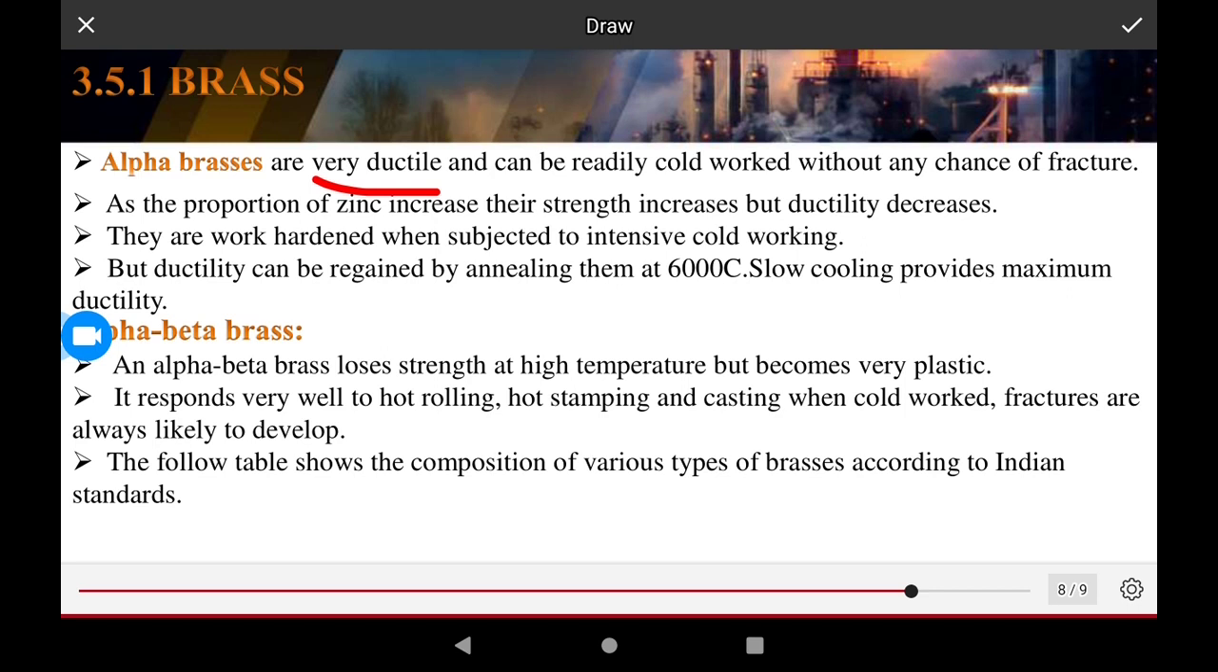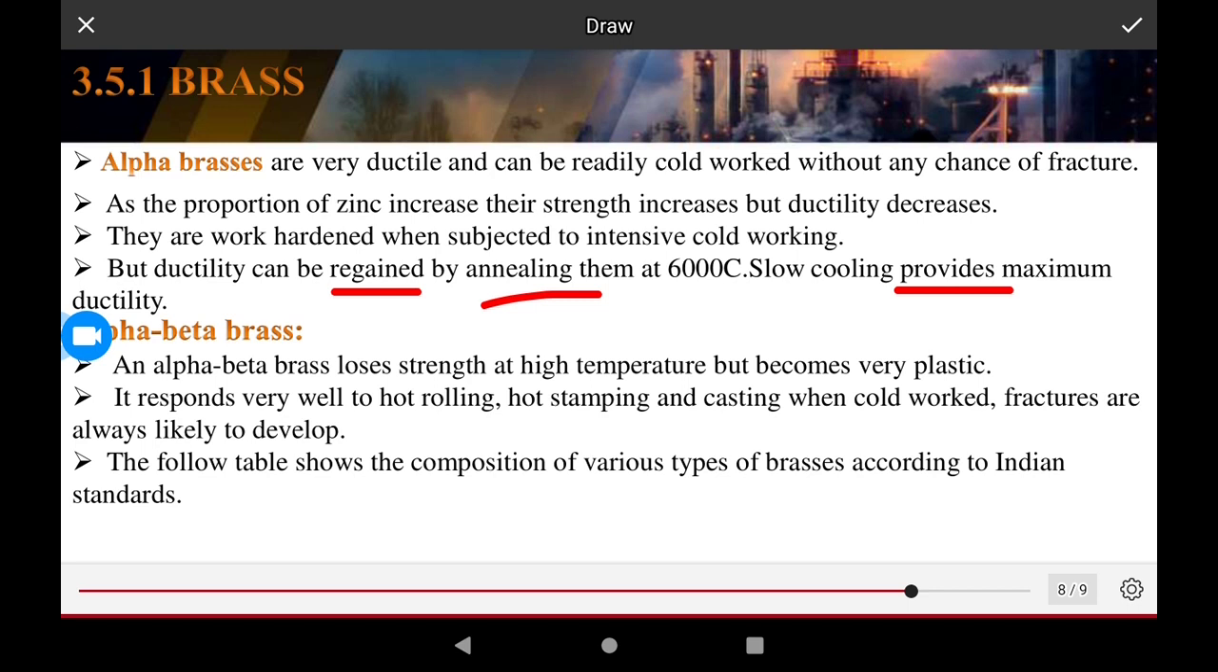Alpha brasses are very ductile and can be rapidly cold worked without any chance of fracture. As the proportion of zinc increases, their strength increases but ductility decreases. They are work hardened when subjected to intensive cold working. But ductility can be regained by annealing them at 600 degrees Celsius. Slow cooling provides the maximum ductility.